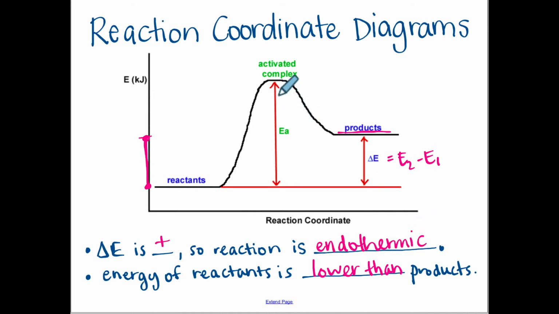In an endothermic reaction, the activation energy is larger than in an exothermic reaction. In this case, if we were to add a catalyst, the curve might look something like this. And again, the activation energy does change when you add a catalyst, but the delta E, the change in energy from reactants to products, does not change.